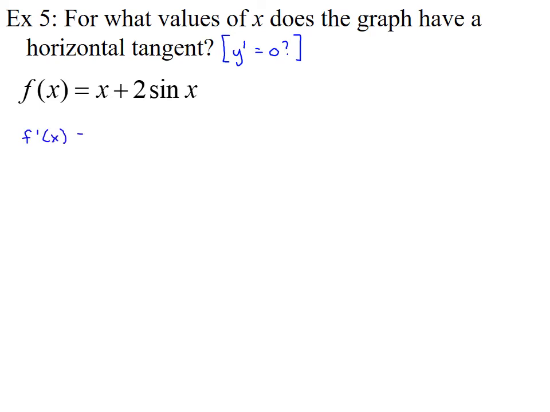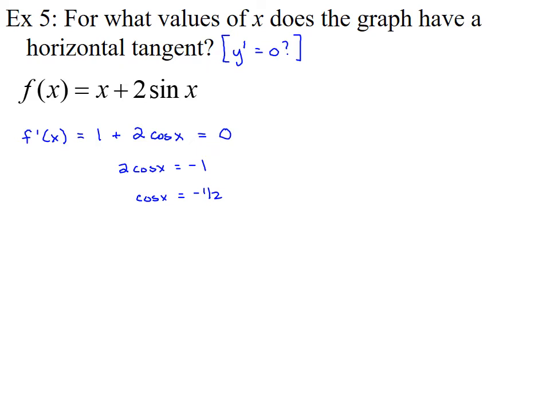So if I find the derivative, f prime of x is going to equal 1 plus 2 cosine of x, because the derivative of sine is cosine. We're going to set that equal to 0. Like we did in the trig review section, you need to get the cosine by itself. So if I subtract 1 from both sides, you get 2 cosine of x equals -1, and then dividing both sides by 2, you get cosine of x equals -1/2.